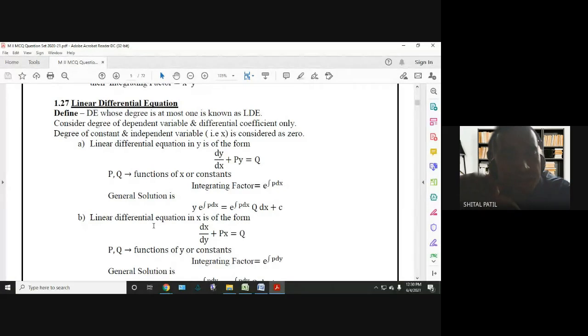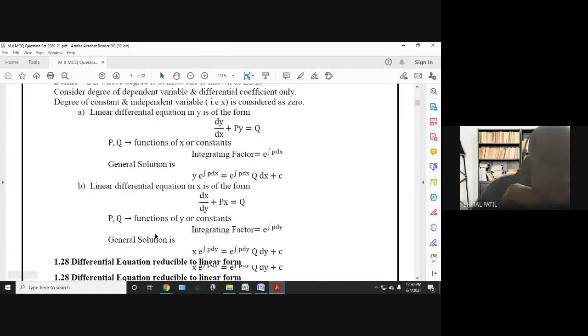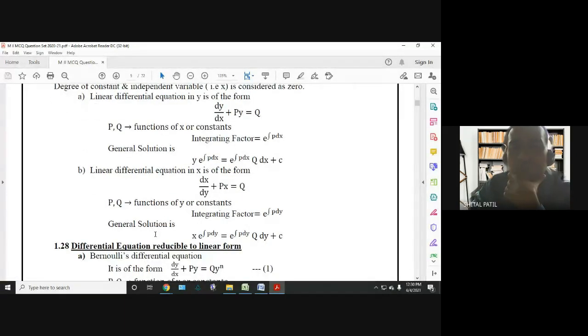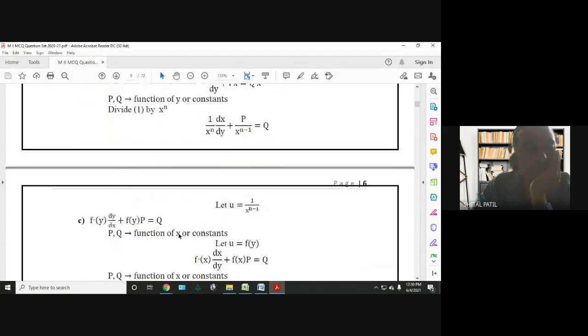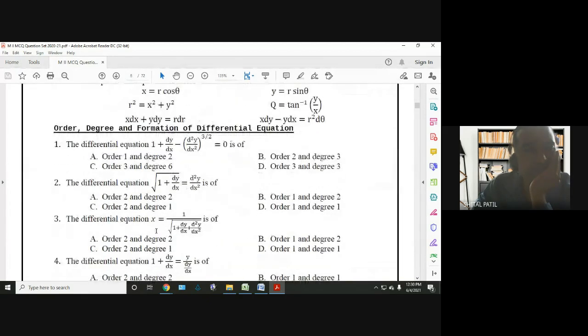Next we studied linear differential equation in x. It is of the form dx by dy plus px equal to q, where p and q are functions of y or constants. Integrating factor is e raised to integration of p dy. General solution is x into integrating factor equal to integration of integrating factor into q dy plus constant. This part is remaining, we'll study that in next few lectures.